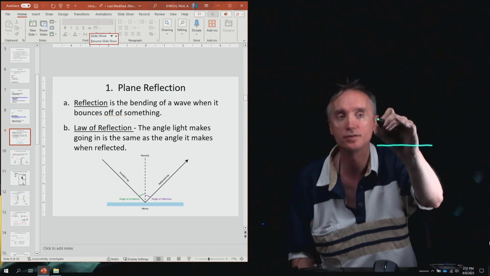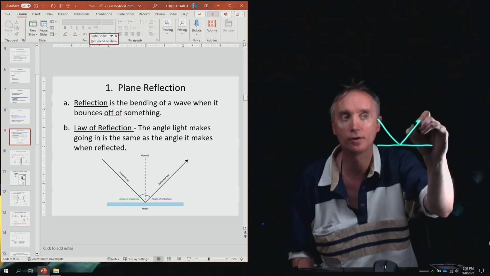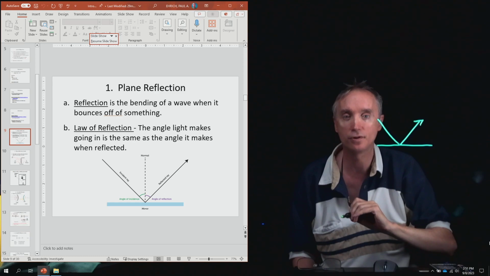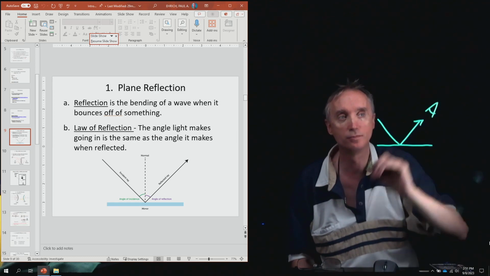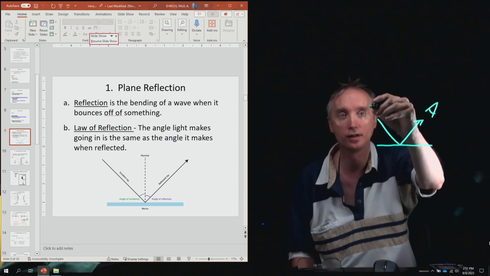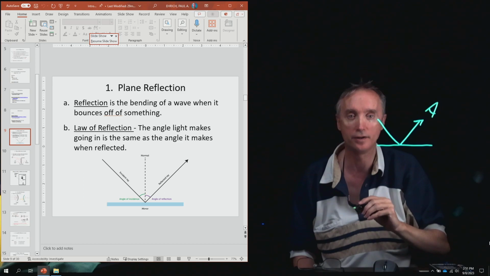And so light is going to come in, be reflected off of the mirror, and then go into your eye. This is the universal symbol for an eye. So that light's going to come in, bounce off the surface, and go into your eye.